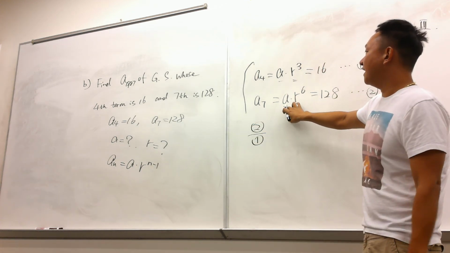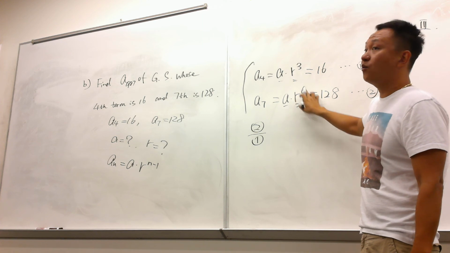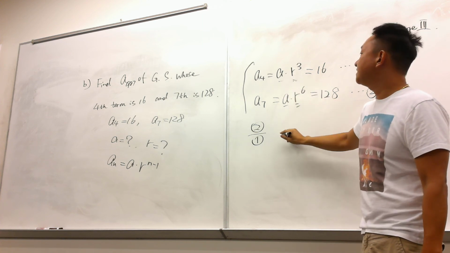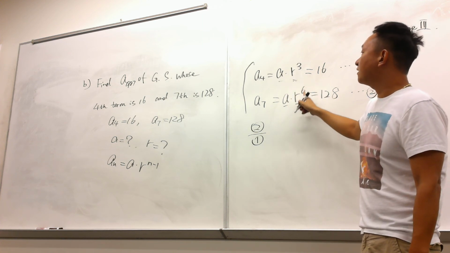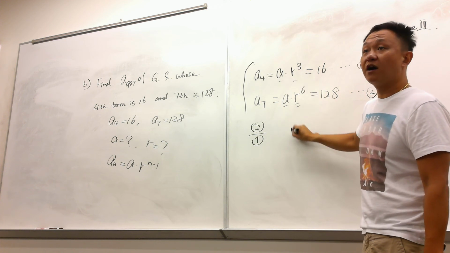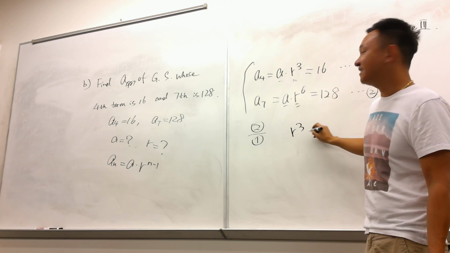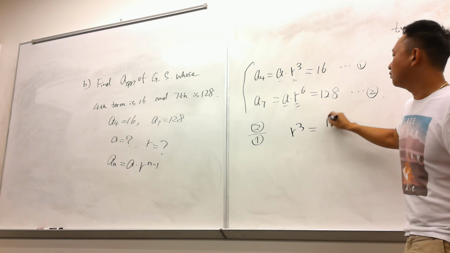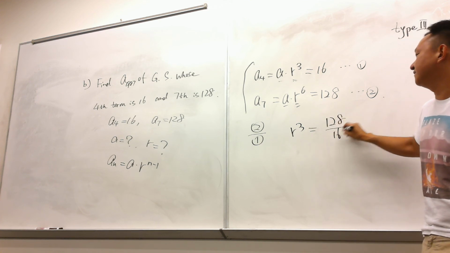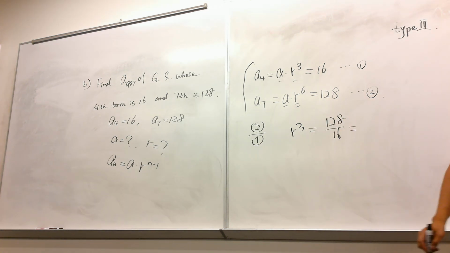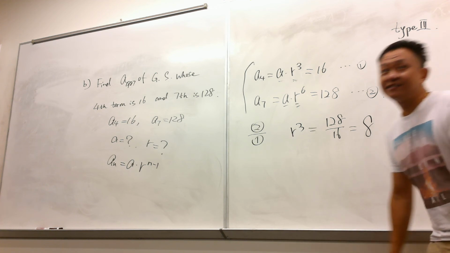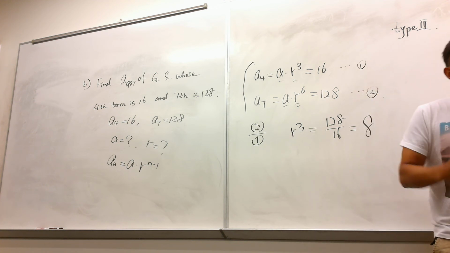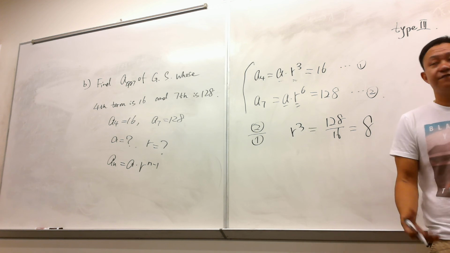What's going on is A times R to the 6 over A times R to the cube, which gives me what? A and A cancel, R to the 6 over R to the cube gives me R to the power of 3. You with me, guys? And then on the right hand side is 128 over 16, which gives me 8. Am I right? You know what I'm doing, guys? It's just a more general way to find out R, find out A, okay?